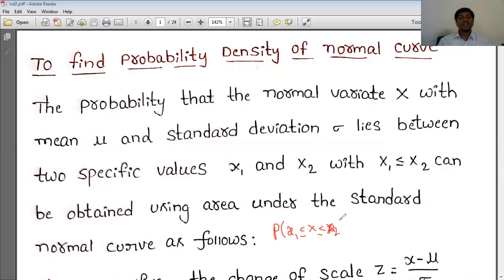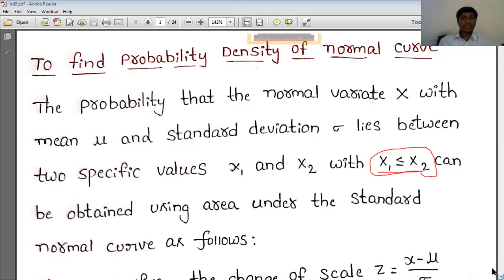Suppose we take a curve, where x is equal to mu, and next to it x1 and x2. If the area lies between these two, x1 and x2, then we have to calculate that. With x1 less than or equal to x2, meaning the first one should be less than or equal to the second one, the probability can be obtained using the area under the standard normal curve as follows.